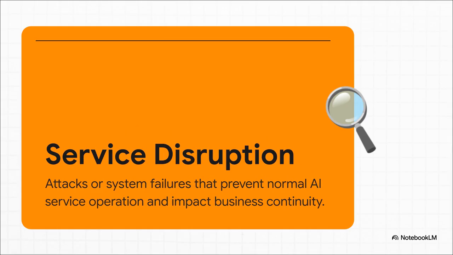The third type is service disruption. Now this one's a little more familiar, more like a traditional cyber attack. It's all about stopping the AI from doing its job. Maybe it's a denial of service attack that just floods the system, or maybe it's something that causes critical failures. The end goal is simple: shut the AI down and cause chaos for your business.